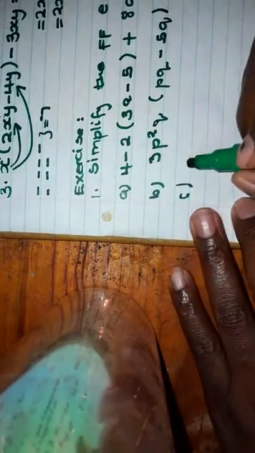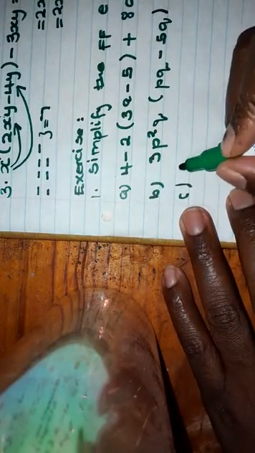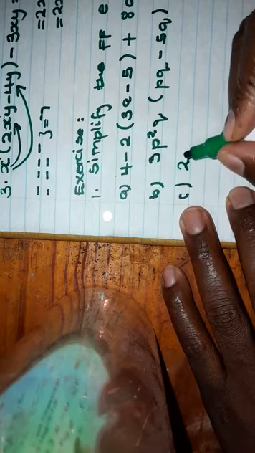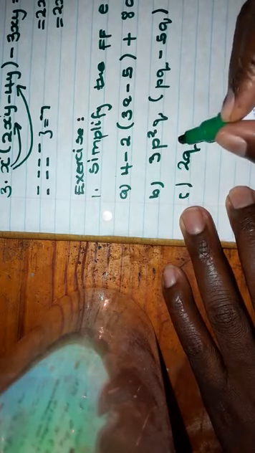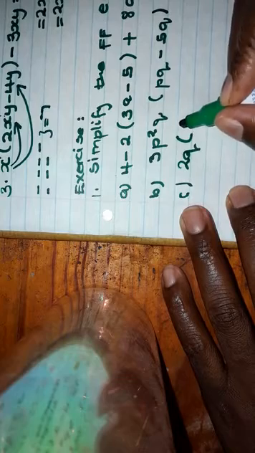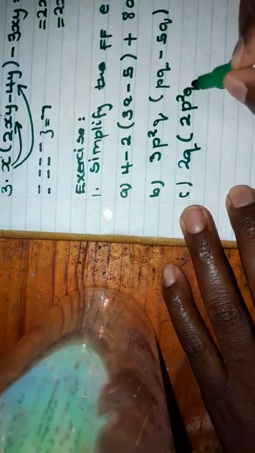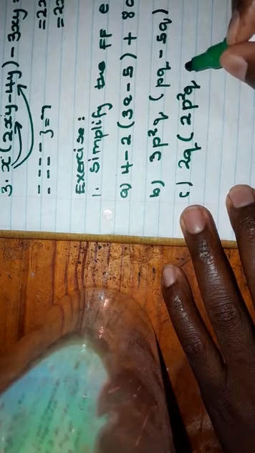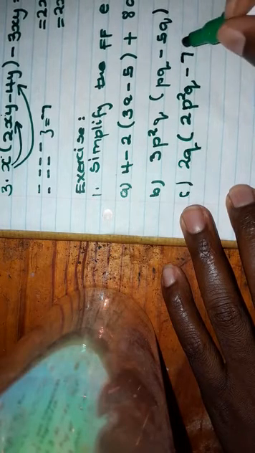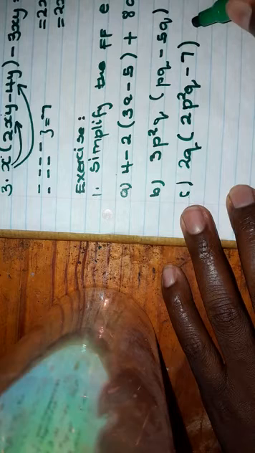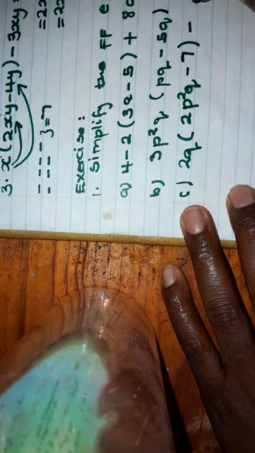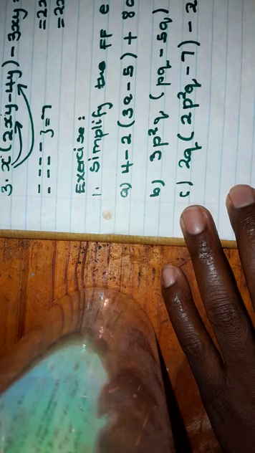Then C will come as 2Q all into 2P power 2Q minus 7 minus 2Q.